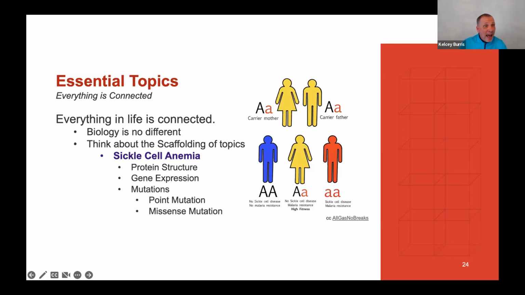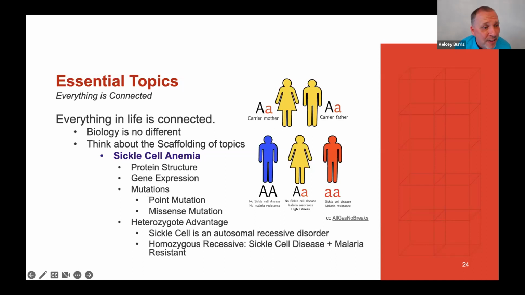And then on top of that, that's Unit 1. We're talking about Unit 6 right now, when we're talking about gene expression, mutations and all that. But then it goes even further, because you talk about this in Unit 7 when we're talking about heterozygous advantage and the fact that sickle cell is an autosomal recessive disorder. But in areas with malaria, the heterozygous has an advantage because they have a little bit of sickle cell, but they're also resistant to malaria.